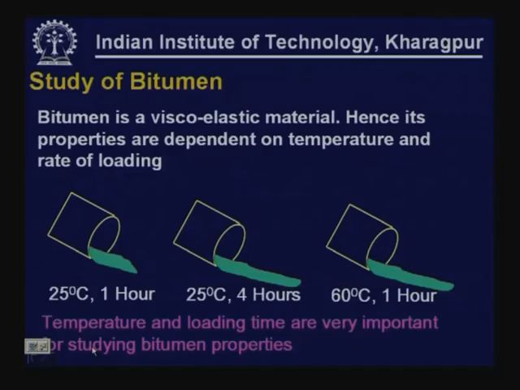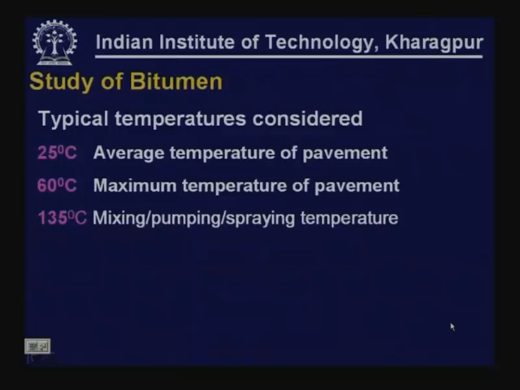Whenever we talk about a test that is to be conducted on bitumen to understand its engineering properties, we always specify the temperature at which the bitumen is to be tested. The typical temperatures that we normally consider for testing bitumen are 25 degrees centigrade. This is considered to be the average temperature of pavement. It does not have to be true for all locations, all places, but typically this is the average temperature. So, many of the tests are conducted at a temperature of 25 degrees centigrade.